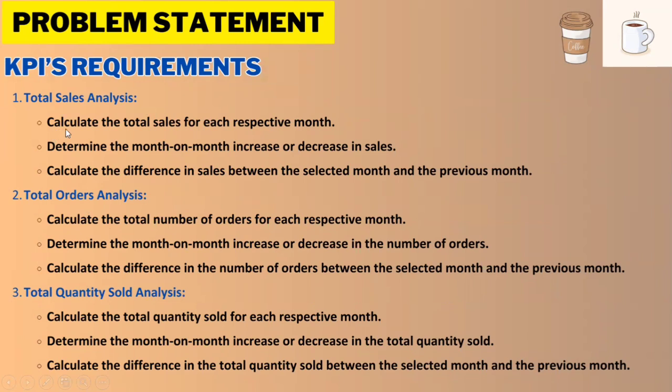The first says calculate the total sales for each respective month. For each and every month in that year, we have calculated different sales, and we have calculated the month-on-month increase or decrease in sales, compared to the last month, by what percentage the sales have increased. Then we have calculated the sales difference between the previous month and this month, and we have embedded that into a total sales analysis KPI. We have done the same with the total order analysis. We have also done the same with the total quantity sold analysis in KPIs.